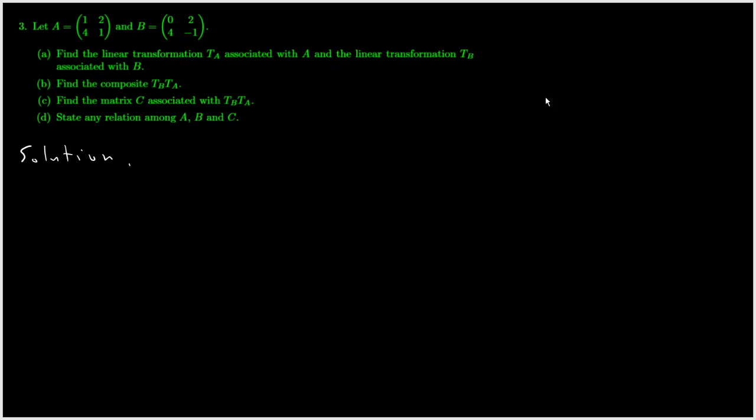In question A, we are trying to get the linear transformation. You remember the term? It's nothing but a linear map from Rn to Rn. If the domain and the codomain are the same, then we say it's a linear transformation. A simple term. In question A, we are trying to get T sub A, the linear transformation associated with A.